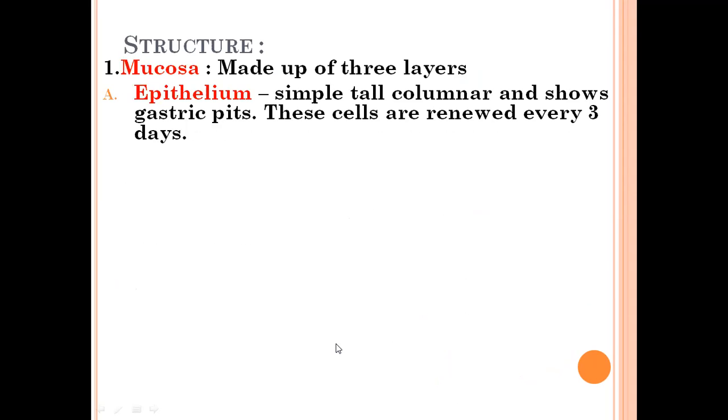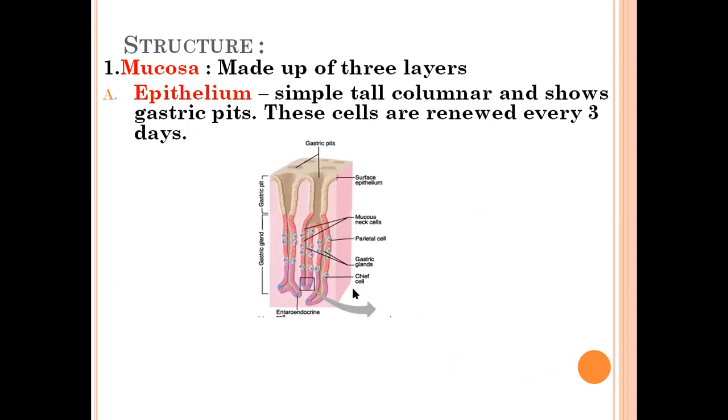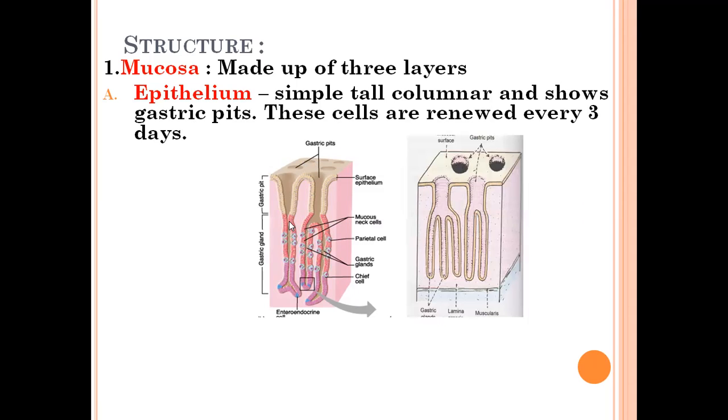The basic structure we know: it has mucosa. Mucosa has further 3 layers: lining epithelium, then lamina propria, and the muscularis mucosa. Now coming to the lining epithelium, you can see all these are mucosal glands which are invaginating in the lamina propria. Because they are present in the stomach, they are called gastric glands. The openings of these gastric glands into the lumen of the stomach are called gastric pits. These glands are lined with simple tall columnar cells, and the openings are gastric pits.